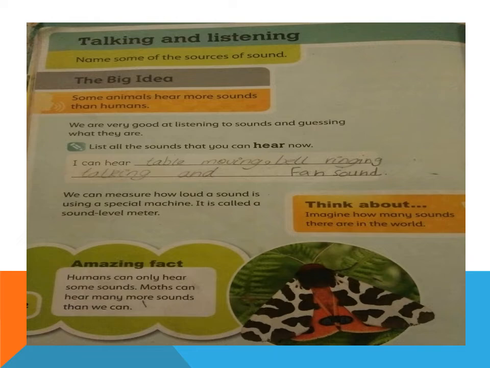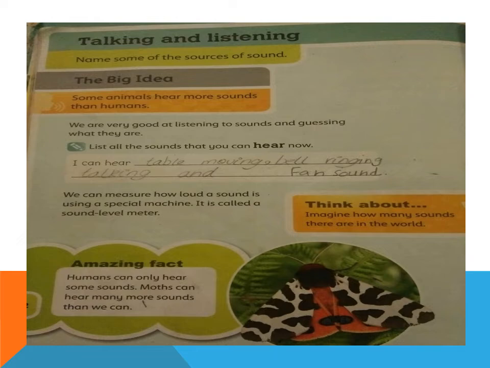We are very good at listening to sounds and guessing what they are. Okay class, are you very good at listening to sounds? Can you guess the sound if you are not even seeing what sound it is? Can you tell what sound it is by closing your eyes also? Yes, because we have very good listening. We can hear so many sounds and we can tell what sound that is.